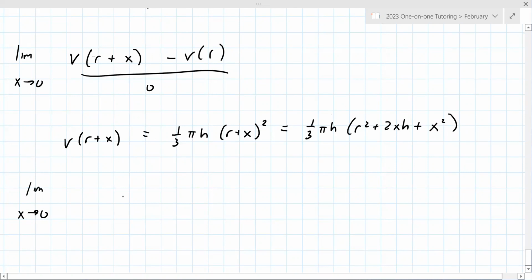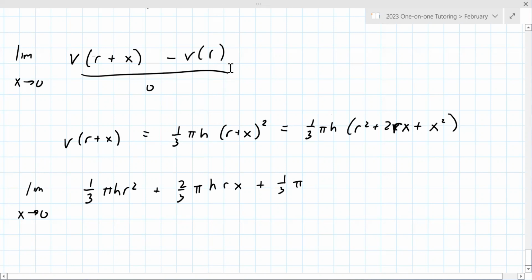I'm gonna distribute in, because I guess that'll make it easier for you. 1/3 pi h r squared plus 2/3 pi... I'm sorry, I've got this backwards. This is r plus x. I was getting r and x confused. I thought we put the H as X. How come we put X for H again?